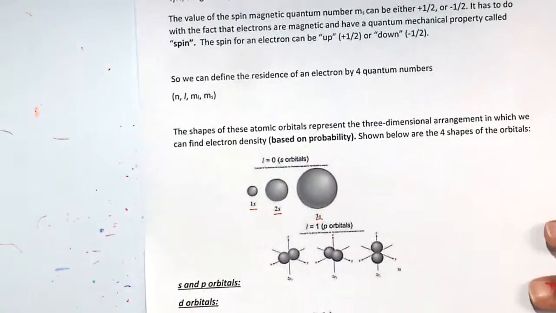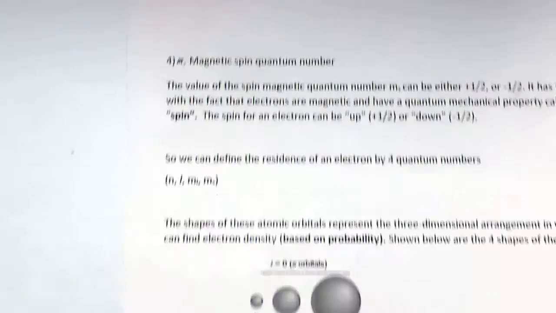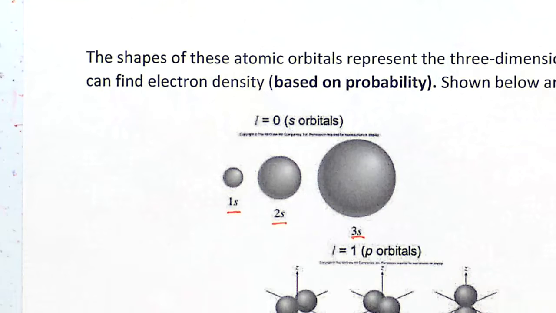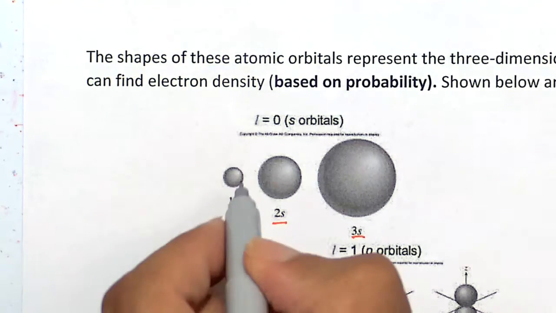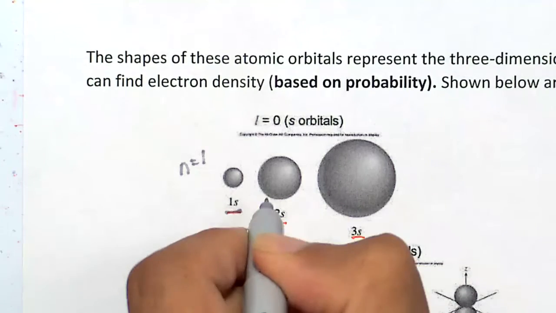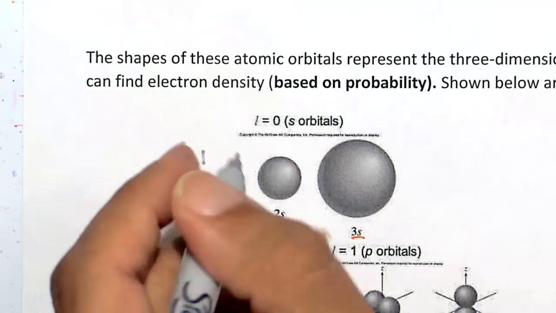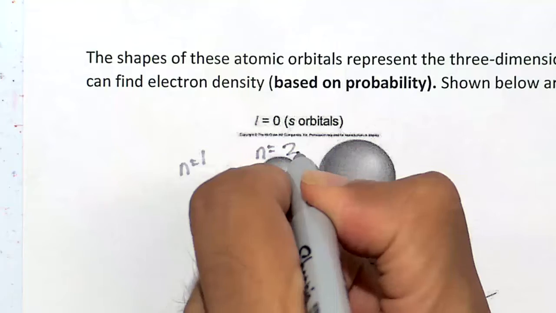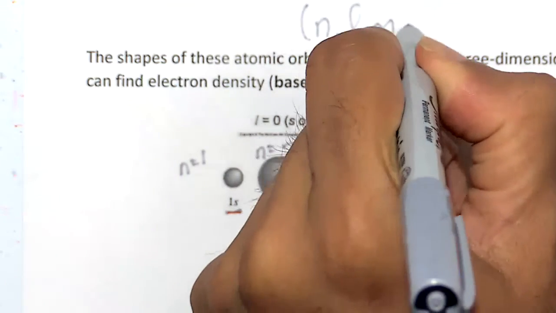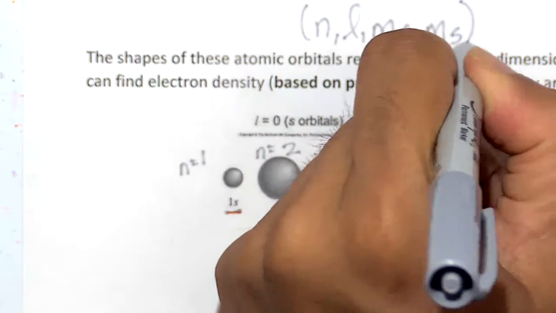So really quickly, what do these look like? Okay, the s orbital looks like a sphere. The principal quantum number for the 1s orbital is going to be 1. For a 2s orbital, n is going to be 2. Remember, n, l, m sub l, m sub s.